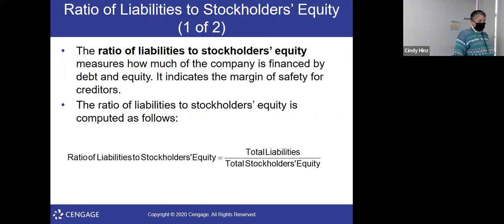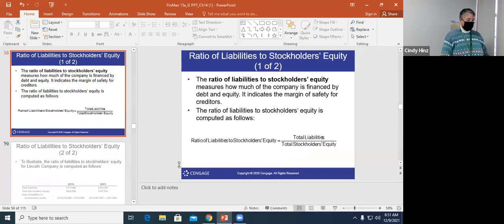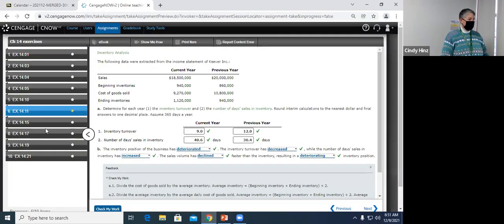Here's the other ratio that we're going to be doing in our exercise 7. And again, the title of the ratio really tells you this is what you're doing. It's liabilities from the balance sheet. In this case, it's total liabilities to total stockholders' equity. So let's go to our exercise now that you have those formulas.